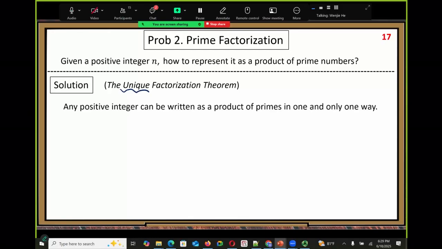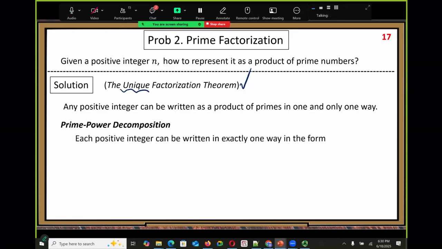All right, so the theorem of this important theorem in number theory: any positive integer can be written as a product of primes in one and only one way. So what's that standard way? That standard decomposition way is called prime power decomposition.